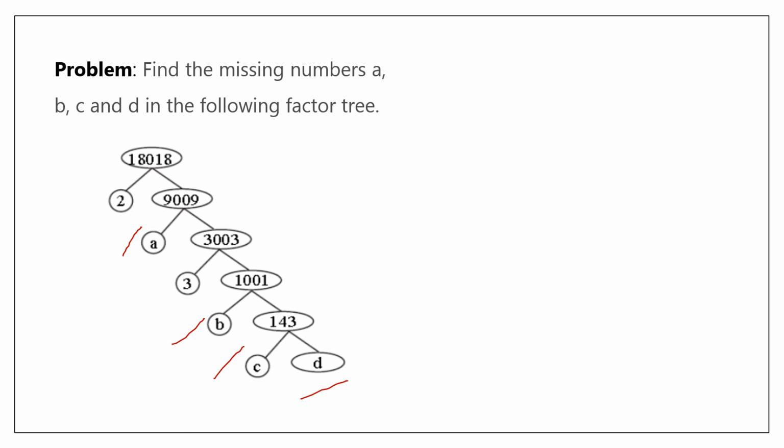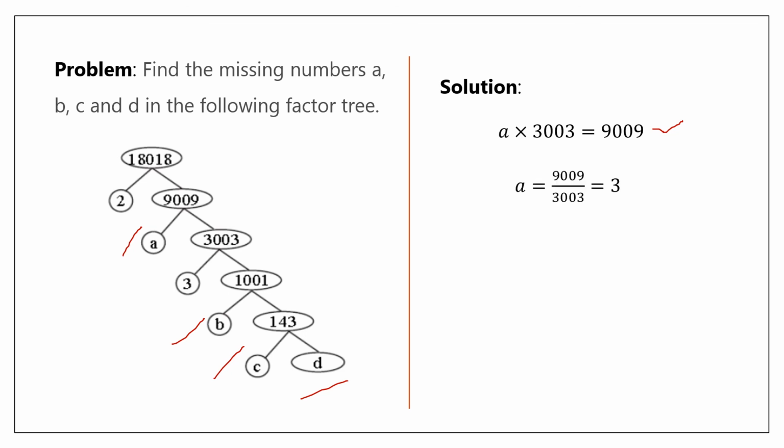9009 is the product of A and 3003. We know that. That's right. A into 3003, I can write 9009. From this, A is equal to 9009 by 3003. That is 3 times, we will get A. A value is 3 here.